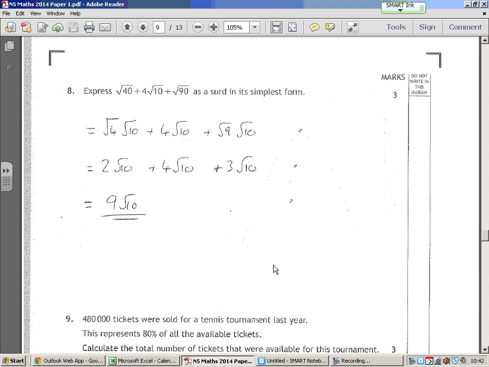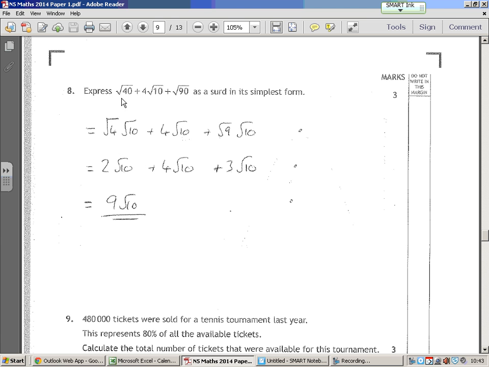Question number 8. The third question. Again, in its simplest form, so there will be some simplifying to do. So here, this root 10 here is a kind of a big clue. It's telling us these other two numbers will more than likely be able to be written in terms of the square root of 10. And also, we're always looking for a square number that can go into the 40 and into the 90. We should also check the 10 as well.